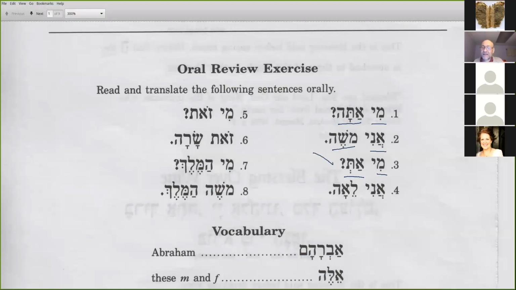But in this case, it's feminine singular. Ani Leah, I am Leah. Mi zot, who is this? But in this case, the this being talked about is feminine. Zot Sarah, this is Sarah. There's the answer. Mi hamelach, who is the king? Moshe hamelech, Moses is the king. All right. So that covers our oral review. Let's move down a little bit here.